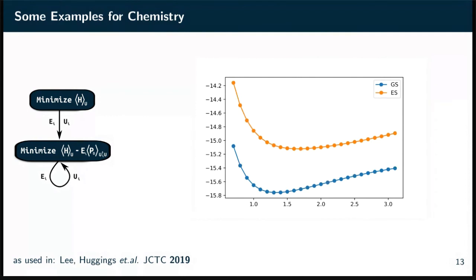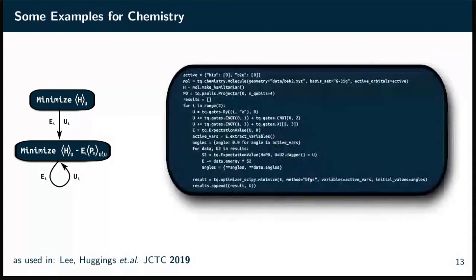You can just try it out. Then you get two potential energy surfaces. Those are just the energies here, and on the x-axis you see again the bond distance of beryllium hydride when you separate the two hydrogens from the beryllium center atom, and those are the energies of how the two states, the ground state and the excited state, behave. This is the full code in Tequila, which produces this plot in an active beryllium hydride subspace.